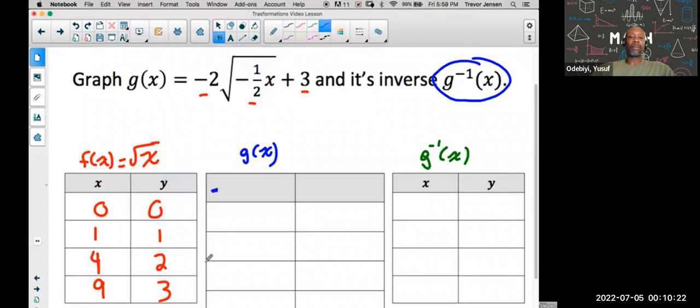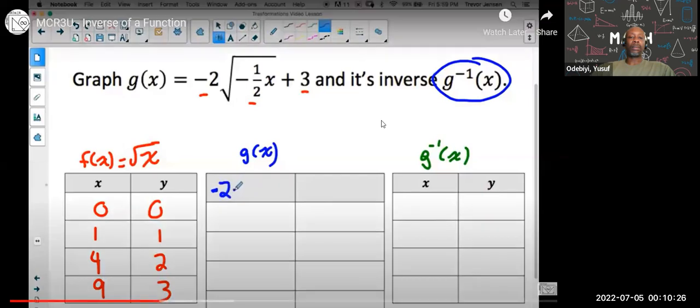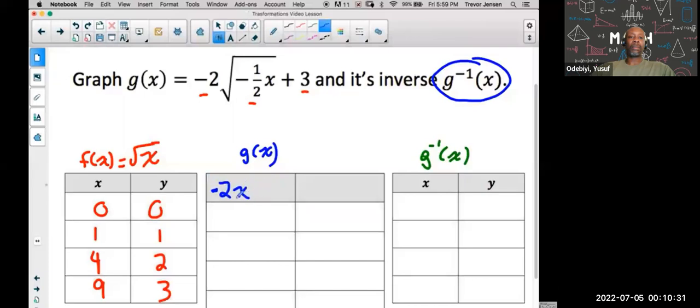So we have to do 1 over 1/2, which gives us 2. So it's going to be a horizontal stretch by a factor of 2. So we'd have to multiply the x's by 2. Combine those two things: multiply the x's by -2. That's the only horizontal transformation.